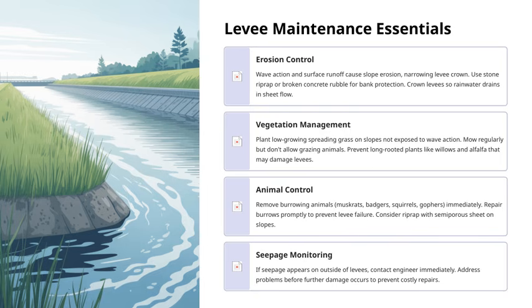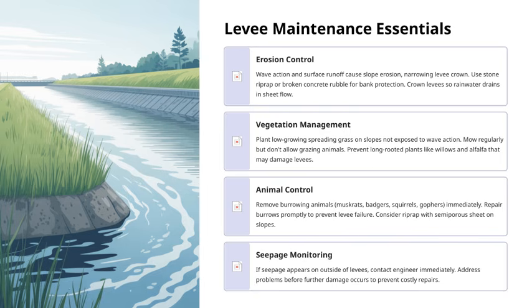Moving on to vegetation management, planting low-growing, spreading grass on slopes that are not exposed to wave action helps stabilize the soil. Regular mowing keeps the vegetation healthy, but it's crucial to prevent grazing animals from damaging the levee. Additionally, we need to prevent long-rooted plants like willows and alfalfa, as their roots might compromise the levee structure over time. Next, animal control is vital for maintaining levee integrity.